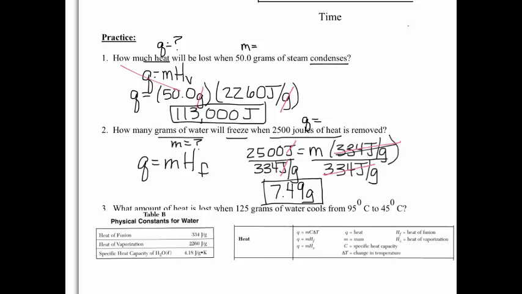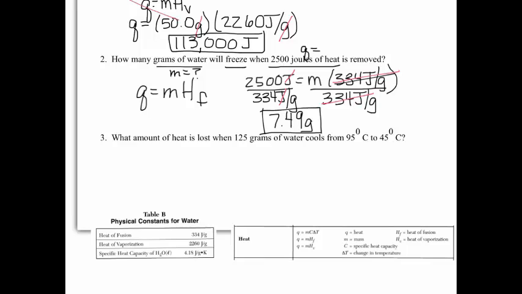Okay, so let's try another example. This time we're going to have one where temperature is changing. This is tricky because heat's lost in this one, so we're gonna need to deal with that at the end of the problem. So the question's asking how much heat is lost, so we're going to be looking for Q. They gave us 125 grams of water, so that's M. And that it changed temperature from 95 to 45.